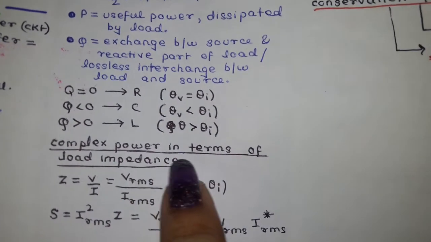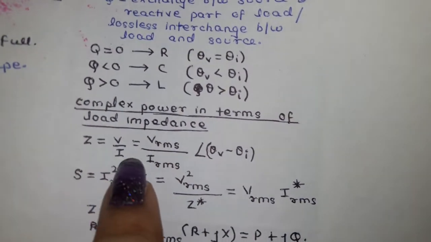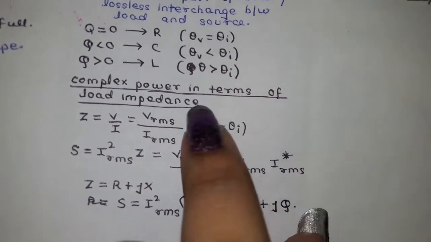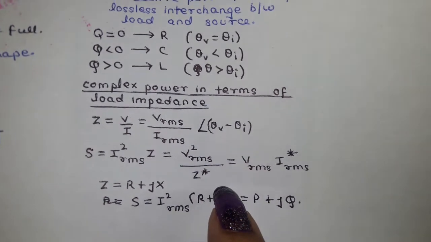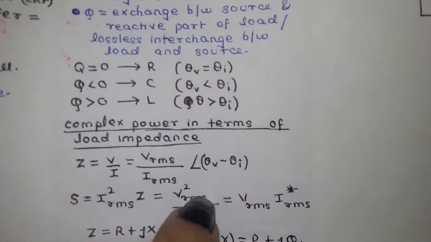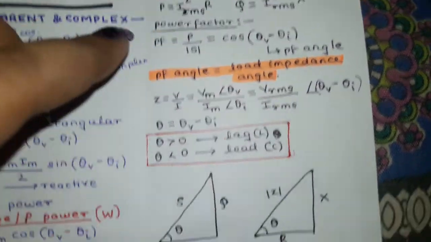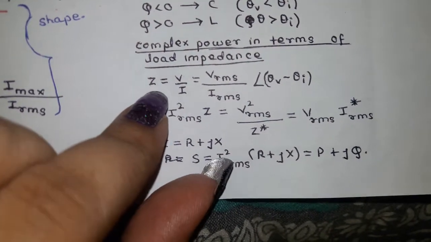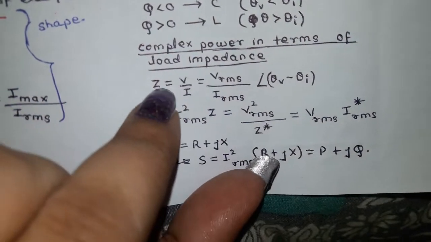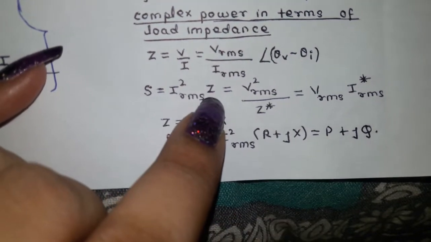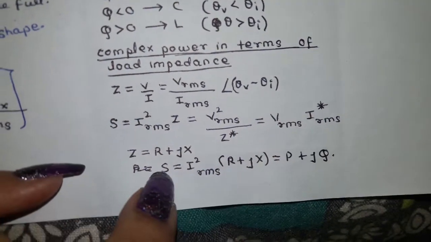Let's talk about complex power in terms of load impedance. These are the formulas which we are going to deal with, and I cannot point out a particular formula over here because all these formulas will be used in solving previous years' question papers, so I am not marking any one particular formula. Here we are trying to establish a relationship between load impedance, represented by Z, and the complex power S. These are the formulas we are going to use.